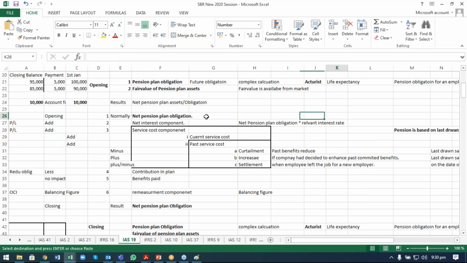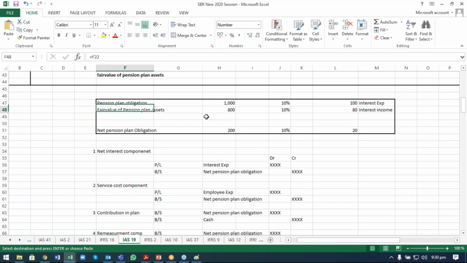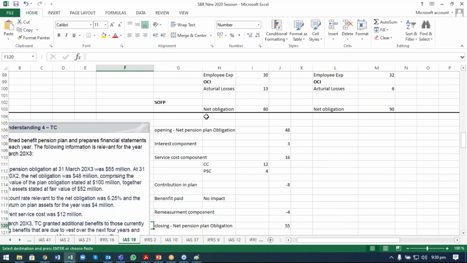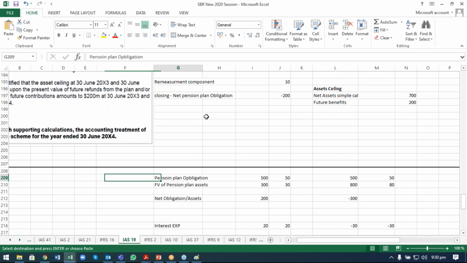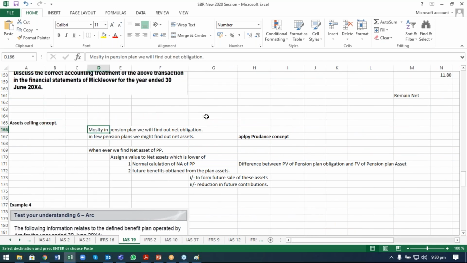So if you're looking into the asset ceiling, what does asset ceiling actually mean? Asset ceiling is a concept that often comes into practical situations, because mostly in a pension plan we will find a net obligation. What does net obligation mean? Net obligation means your pension plan obligation is higher and your pension plan assets are at a lower value. So ultimately the company finds a net pension plan obligation that it has to pay into the pension plan fund.